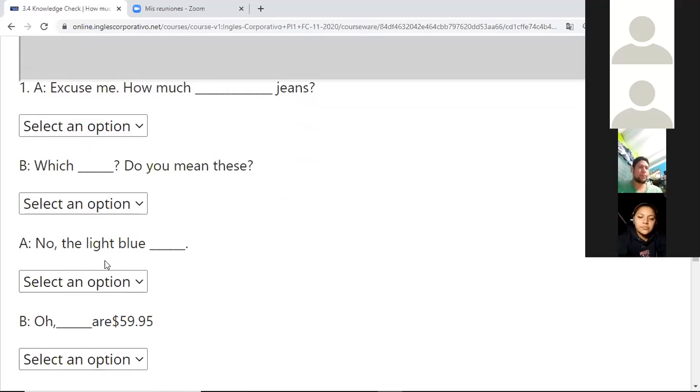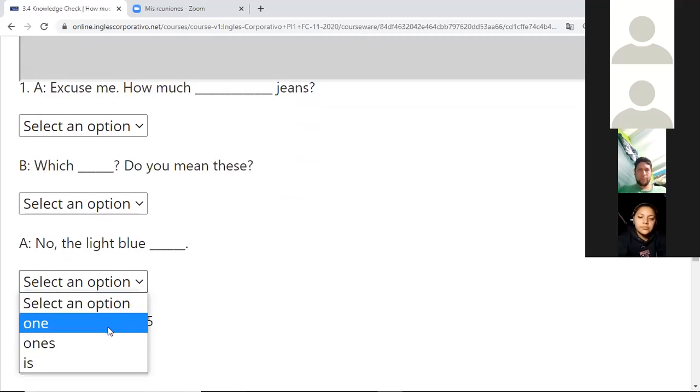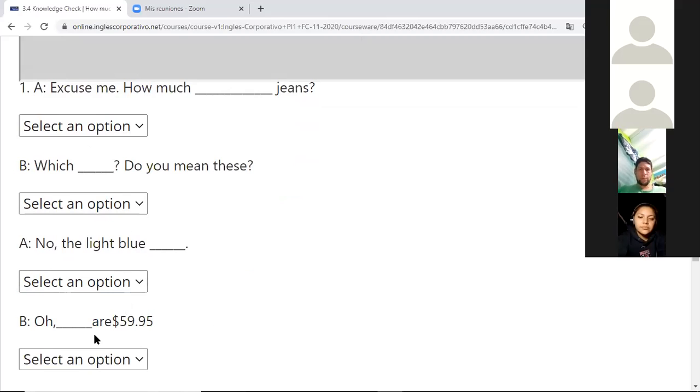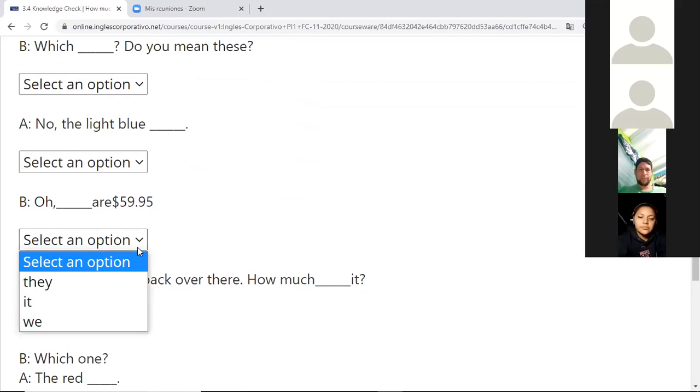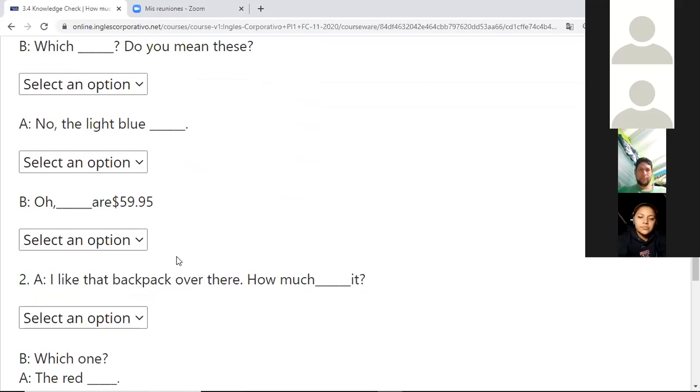No, the light blue. Todavía seguimos hablando de los jeans, ¿verdad? Y los jeans son plurales. Okay. They, it, or we. Como son plurales, ¿cuál vamos a usar? Which one are we going to use? $59.95, right? Esto es para engañarnos. En realidad valen $60 los jeans, ¿verdad? Algo así como los precios que teníamos en Black Friday, ¿verdad? Los mismos eran. Ok, now.